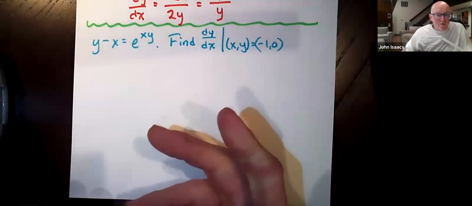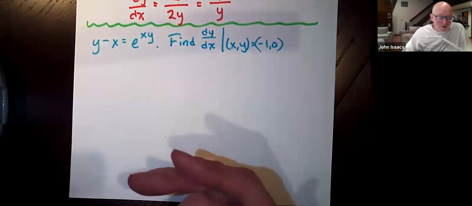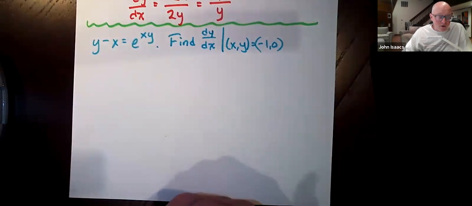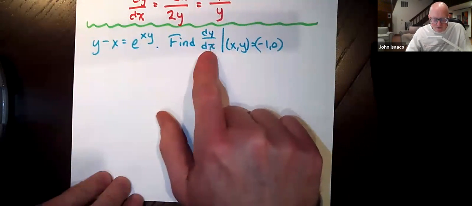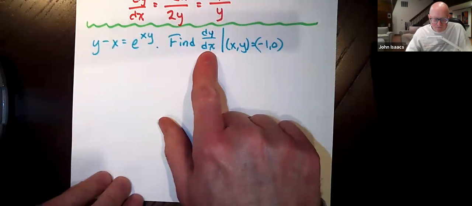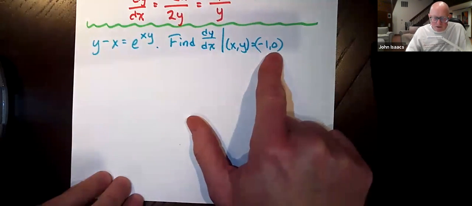You can put it on Desmos, see what it looks like. That would be cool. In fact, at the end, maybe we should make sure that whatever we find out for our answer is what we think it is visually. So we have this relationship. It says find the derivative of the function in terms of x at the point (x, y) = (-1, 0).